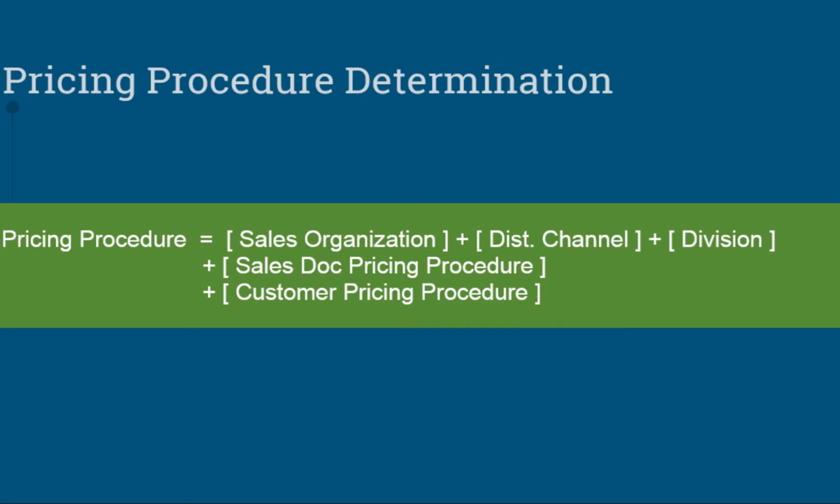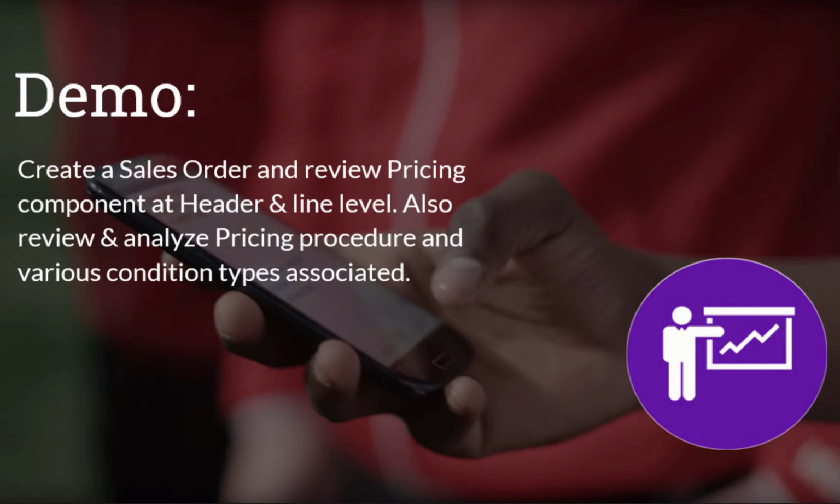And if you recall, the combination of sales organization, distribution channel, and division is nothing but the sales area. So you could simply say that pricing procedure is the addition of sales area plus sales document pricing procedure and customer pricing procedure. Further down this lecture, I will show you where these sales document pricing procedure and customer pricing procedures are configured. Now it's a great time to look at a real world example.